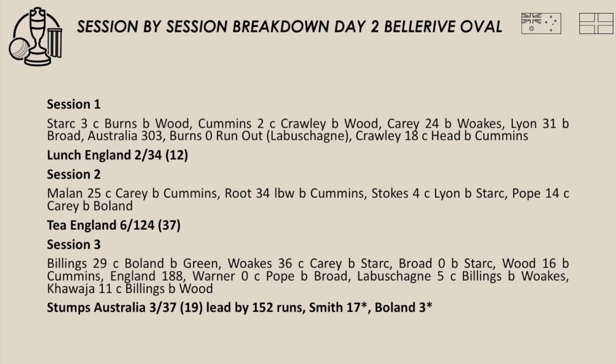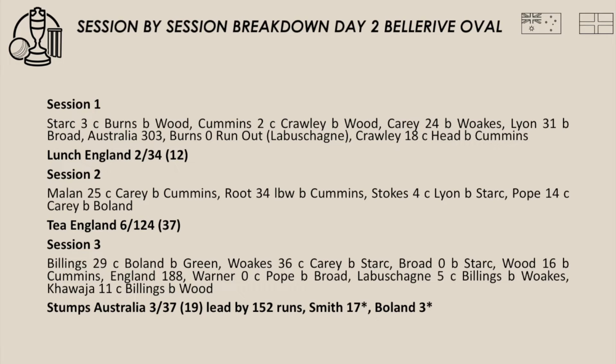In the second session of play, Dawid Malan was the first wicket to go for England after lunch. He was gone for 25. Caught Carey, bowled Cummins. Then Root for 34, LBW to Cummins. Then Stokes for 4, caught Lyon, bowled Starc. And Pope was the last wicket to fall for England in that second session, for 14, caught Carey, bowled Boland. England at tea was 6 for 124.